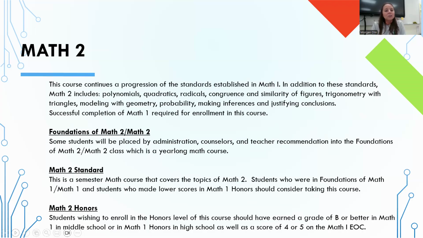polynomials, quadratics, radicals. We look at congruence and similarity of figures. We look at right triangle trigonometry. We model with geometry. And we also touch on probability. We make inferences and also justify conclusions throughout this course. But you must have completed Math 1 and passed that course first.